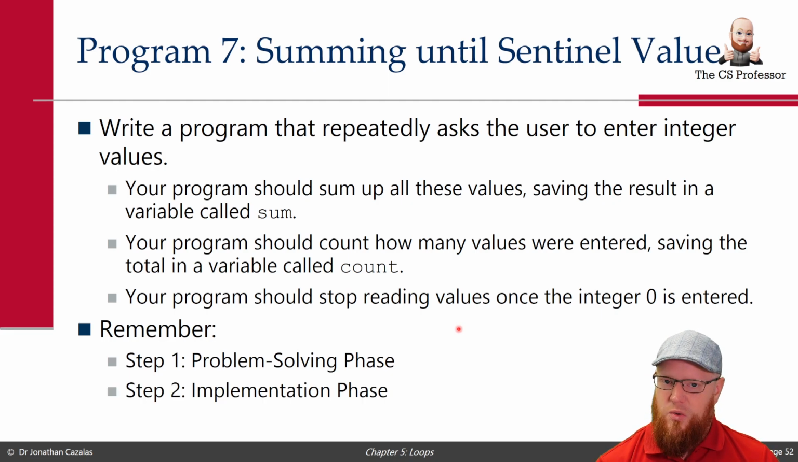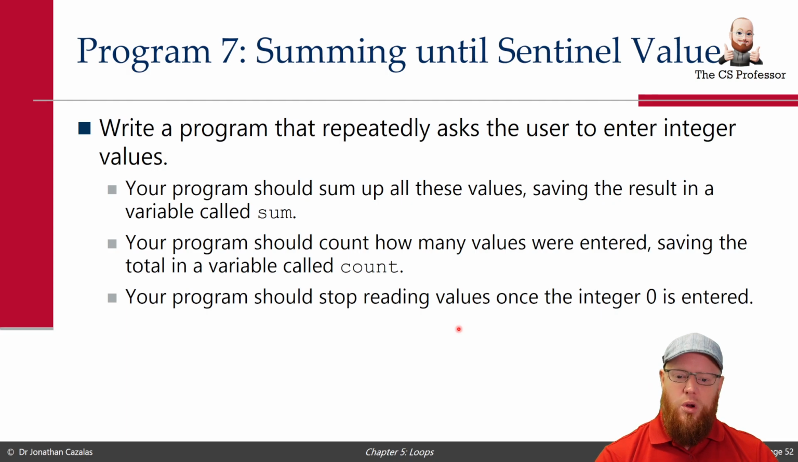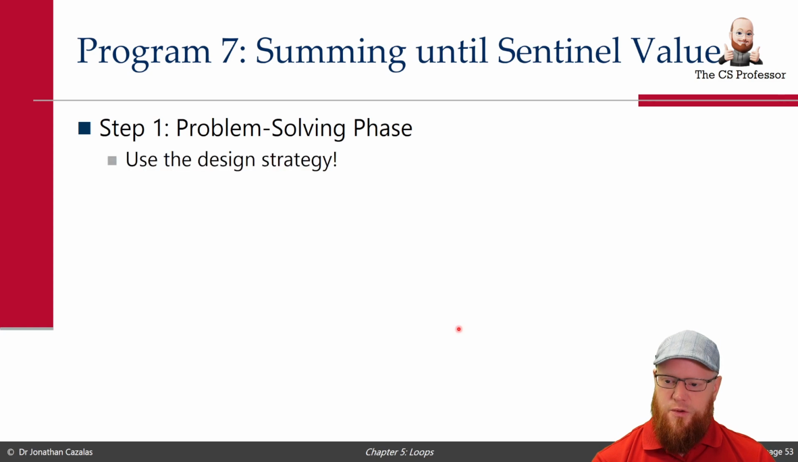So as always, we have a problem-solving phase before we implement. Step 1, what is the design strategy we covered previously? We want to think about what needs to occur inside the loop. So back up, what do we say? We're going to constantly ask the user to enter another number, enter another number, until they enter 0. And when they enter a new number, we're going to add that number to a sum, and increment a count variable by 1, and we're going to keep doing that, rinse and repeat over and over and over.